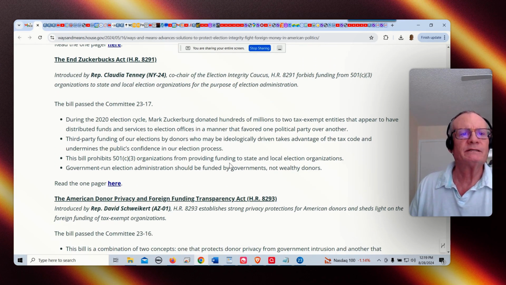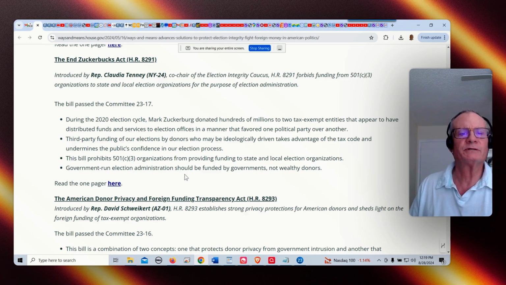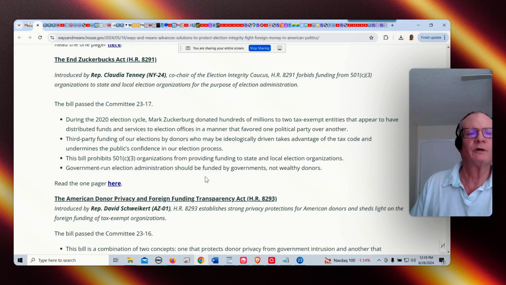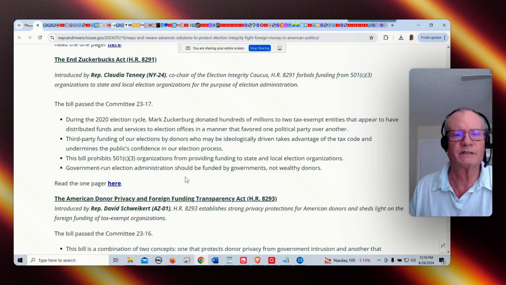And we have the End Zucker-Bucks Act. And this bill prohibits 501c3 organizations from providing funding to state and local election organizations. All right. They feel that government-run election administration should be funded by governments and not by wealthy donors. Okay. So if you're a 501c3, you won't qualify for a 501c3 if you're providing funding to election organizations.